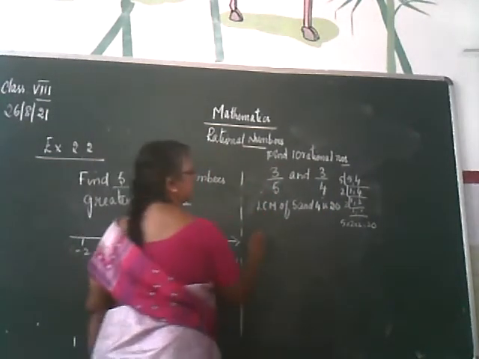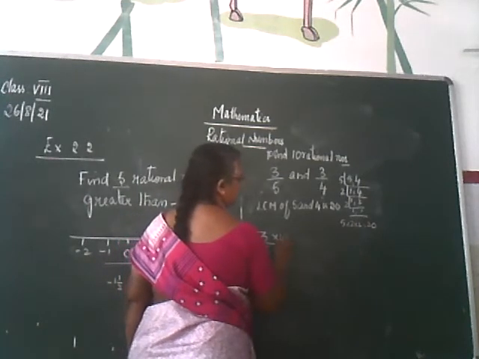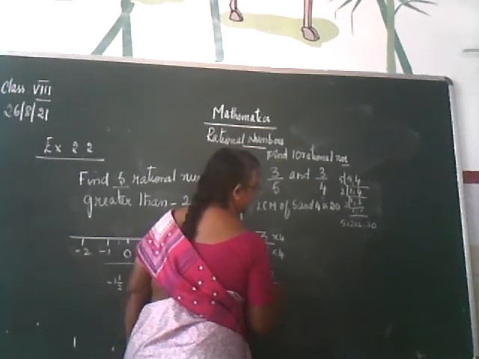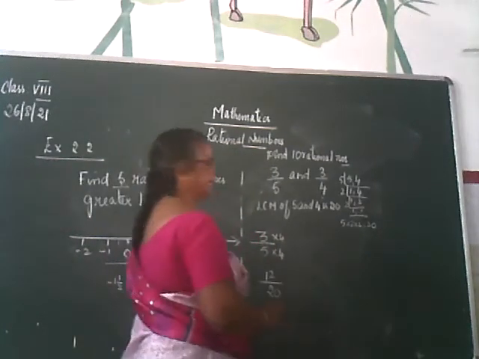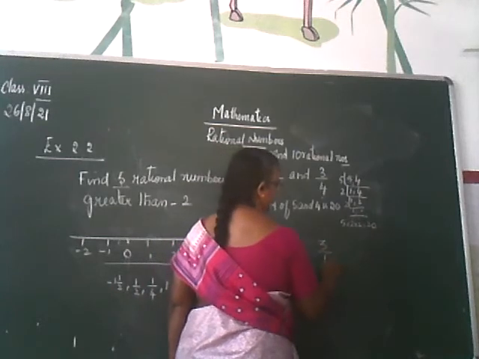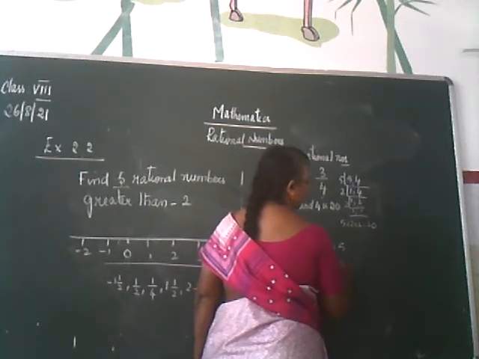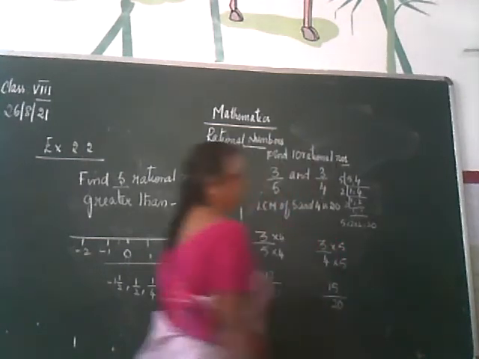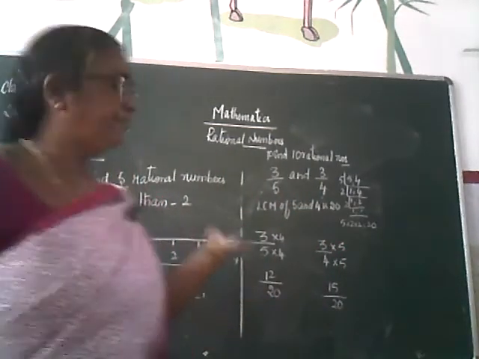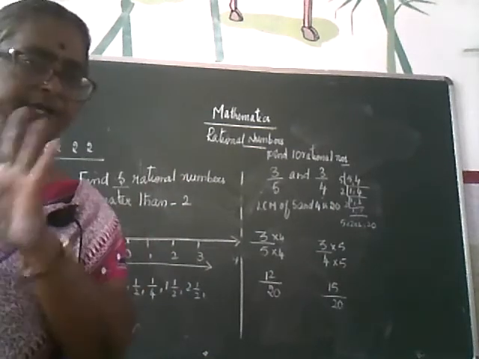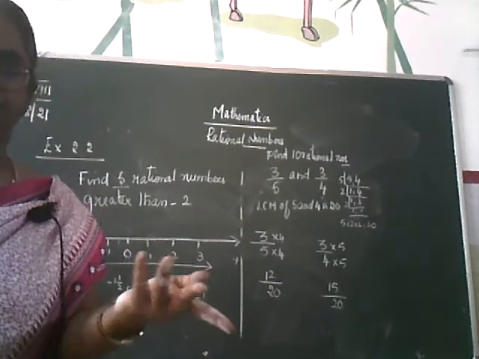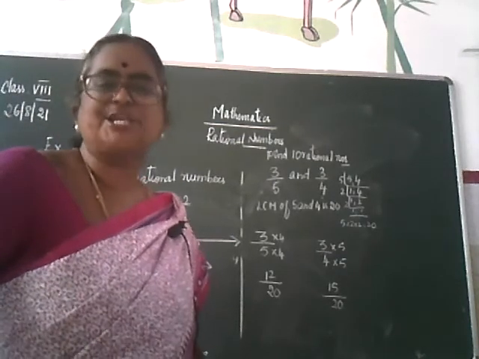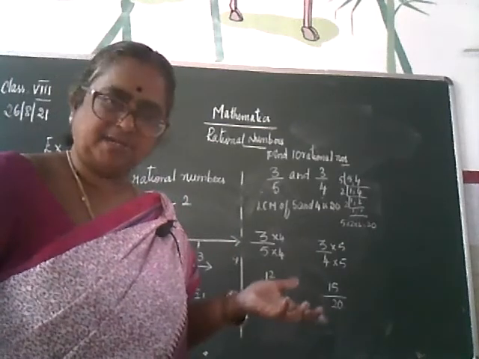So multiply 3 by 5. When you multiply by 4 only, you will get 20. 3 4s are 12, 5 4s are 20. Then 3 by 4 into 5, because 4 5s are 20. Can I write 10 in between them? No, 13 and 14 are there. 13 by 20, 14 by 20. So I got only 2. What I should do? Yes, I should multiply by same number to get.